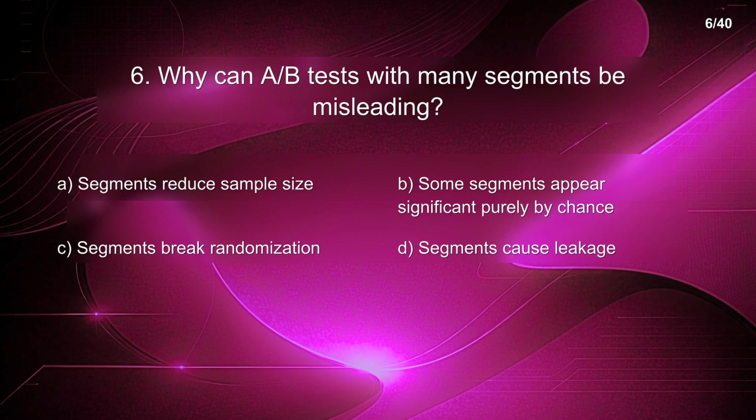Sixth question. Why can A/B tests with many segments be misleading? A. Segments reduce sample size. B. Some segments appear significant purely by chance. C. Segments break randomization. D. Segments cause leakage.